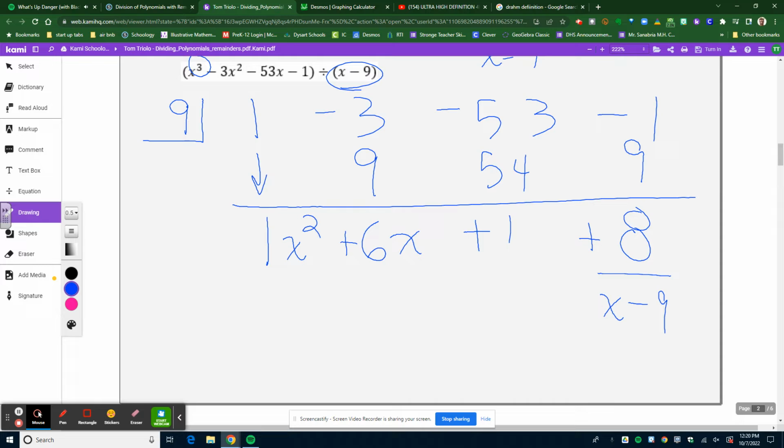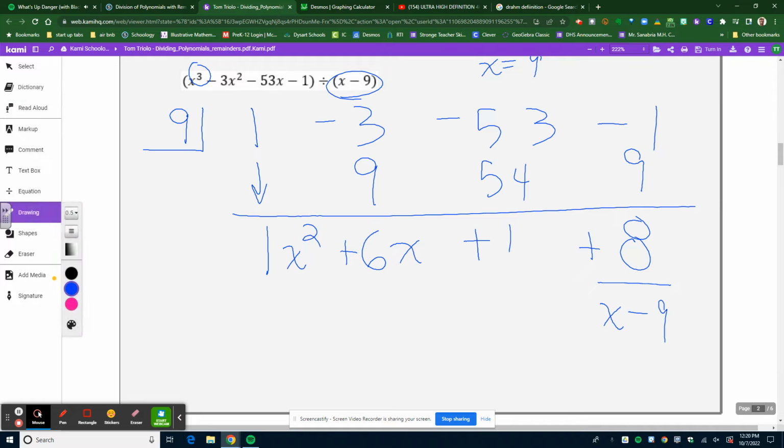Now I'm going to show you how to check it. To check it, we check like any other division problem. We take our divisor, which was x minus 9. We multiply it by our quotient, which is x squared plus 6x plus 1. And then just hold off on the 8 for a second. Okay? So take a moment, do those 6 multiplications, and see what you get.